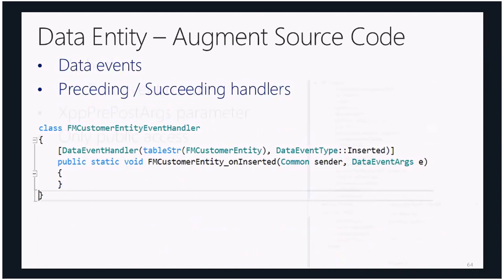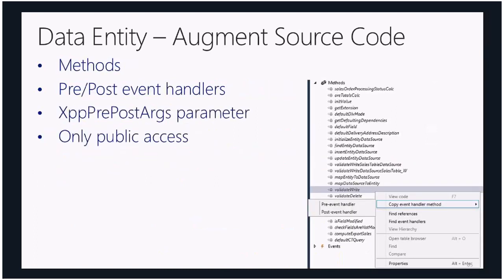It is possible to add pre- and post-event handlers on any method implemented in the data entity. Unfortunately, it is not possible to hook into methods that are not already implemented in the base data entity. So if you need to override and implement a new method, it is not currently supported in an extension. We are aware of this limitation and are working on a solution for this, with an expected release of early next year. Obviously, the same restriction applies to these event handlers in that they have public access only, and data is passed to them through the XPP pre-post args parameter.